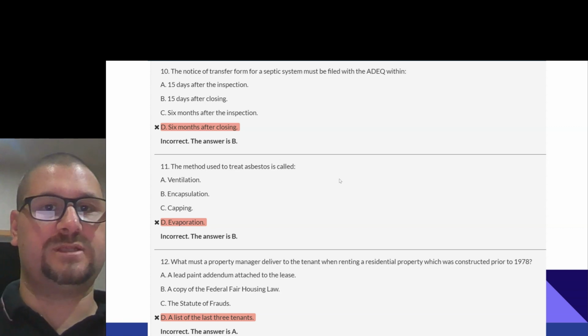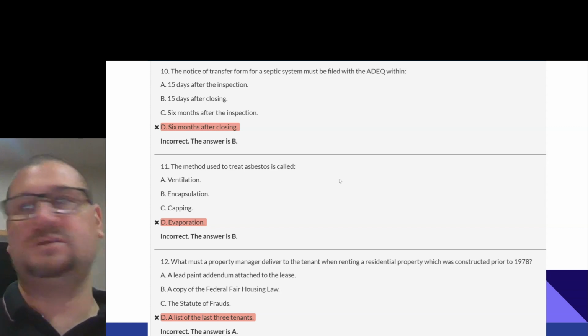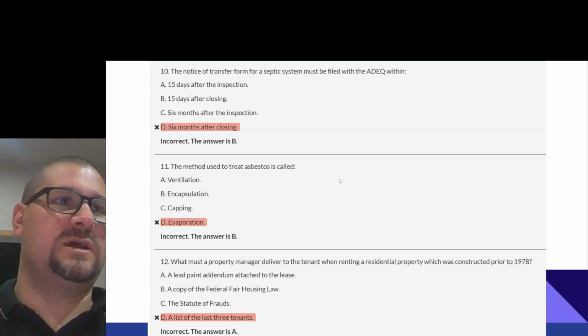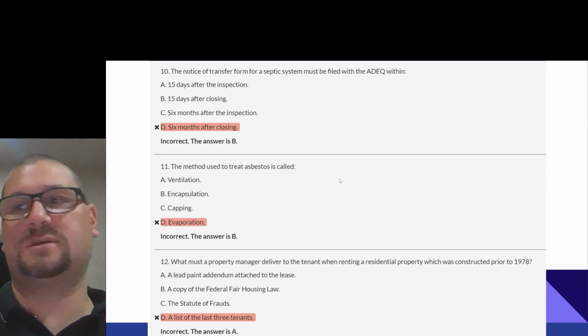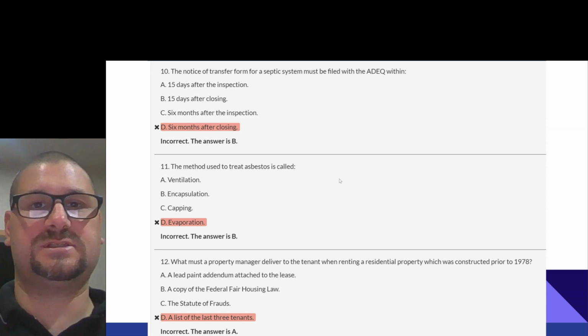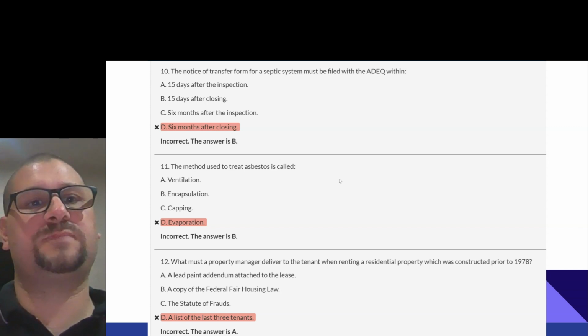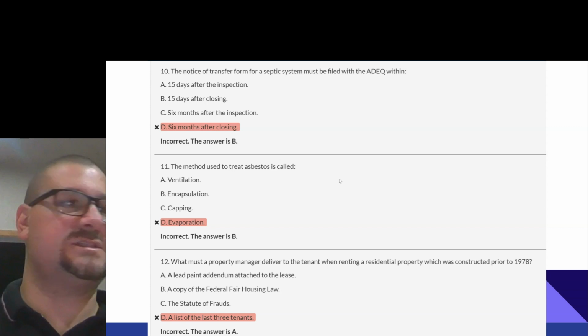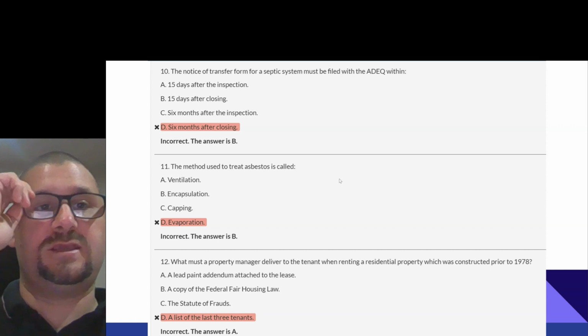The method used to treat asbestos is called encapsulation. So encapsulation, that is the method to use to treat asbestos, right? What's hazardous to the lungs, it's a friable substance. So encapsulation is used to encapsulate asbestos. So ventilation, no. Capping, no. Evaporation, no. It's encapsulation. So you encapsulate asbestos. That's used to treat it. Encapsulation.